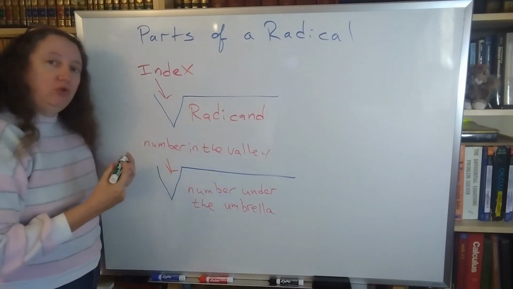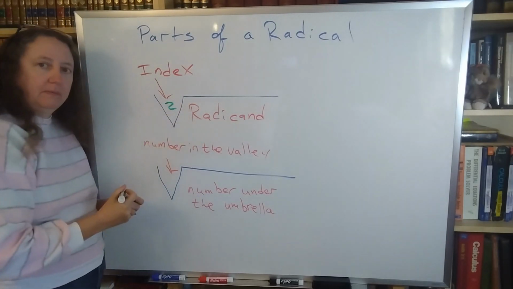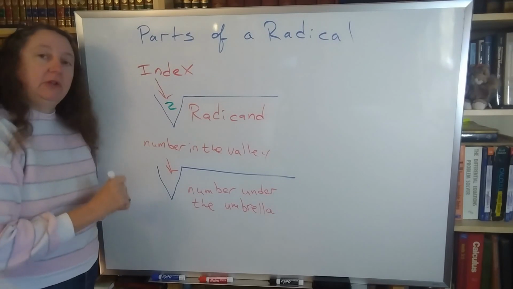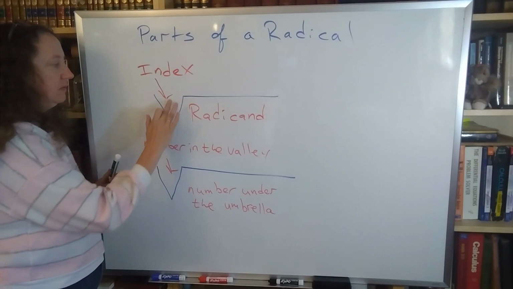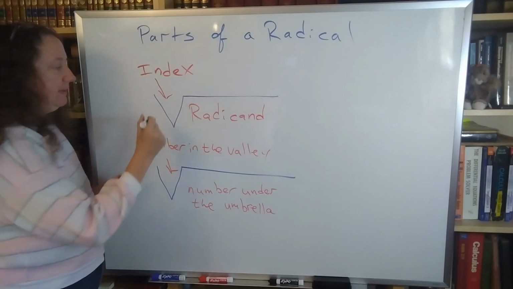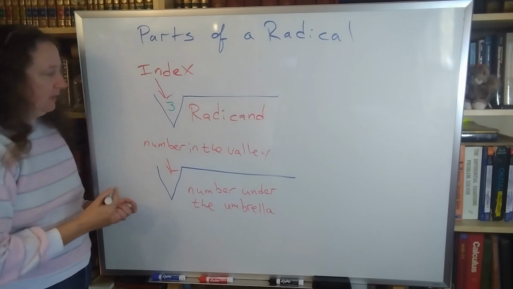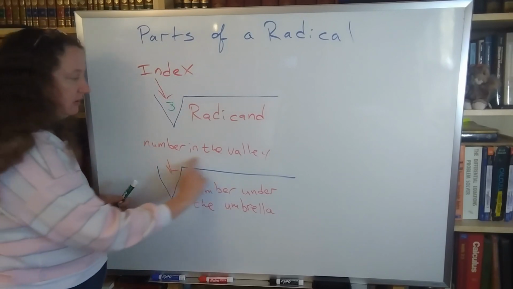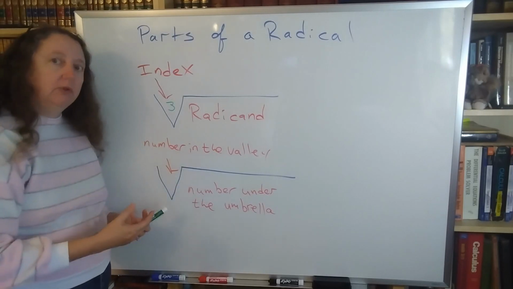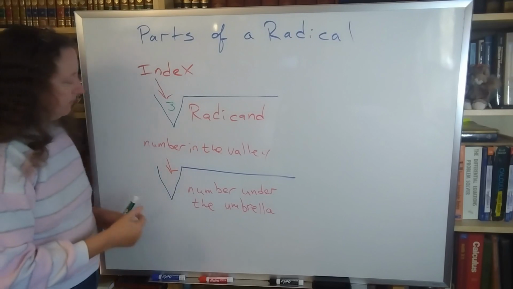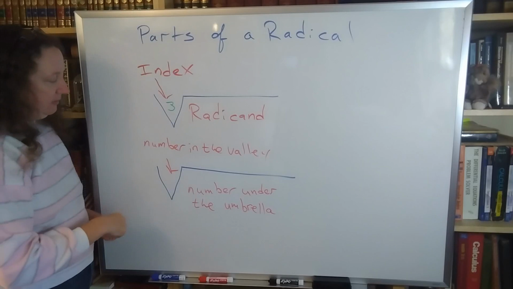So if there's no number written, it's understood to be 2. But if there is a number written, then it's whatever that number is. So typically we will also see the number 3 there for the index. And I like to call that the number in the valley, because number in the valley is a lot more easy to understand for non-math people. So we have the number in the valley here is 3, and that is our index.